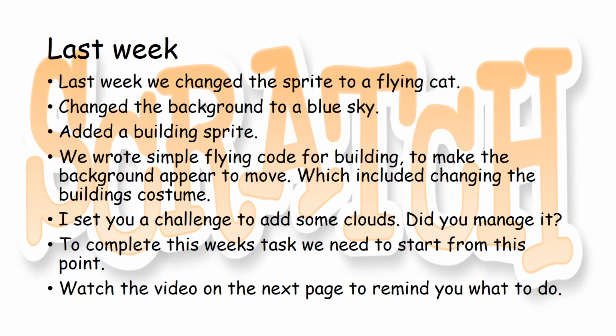Last week we changed the sprite to a flying cat. We changed the background to a blue sky. We added a building sprite. We wrote some simple flying code for the building to make the background appear to move, which included changing the building's costume. I set you a challenge to add some clouds. Did you manage it? To complete this week's task, we need to start from this point. Watch the video on the next page to remind you what to do.